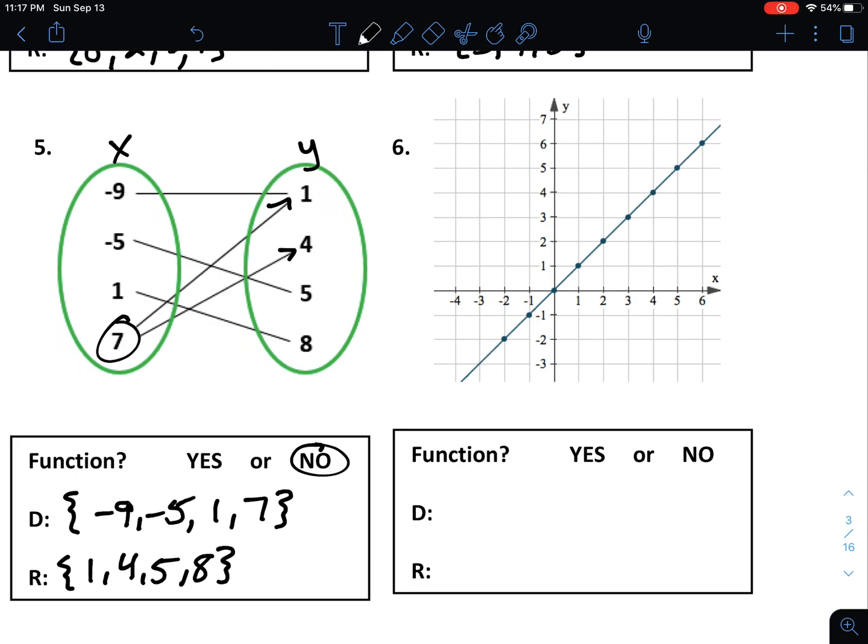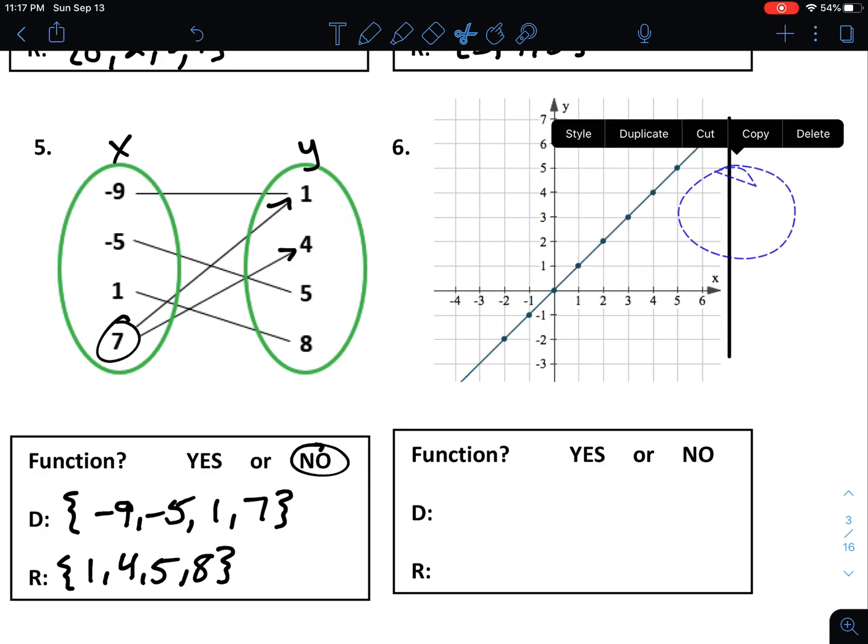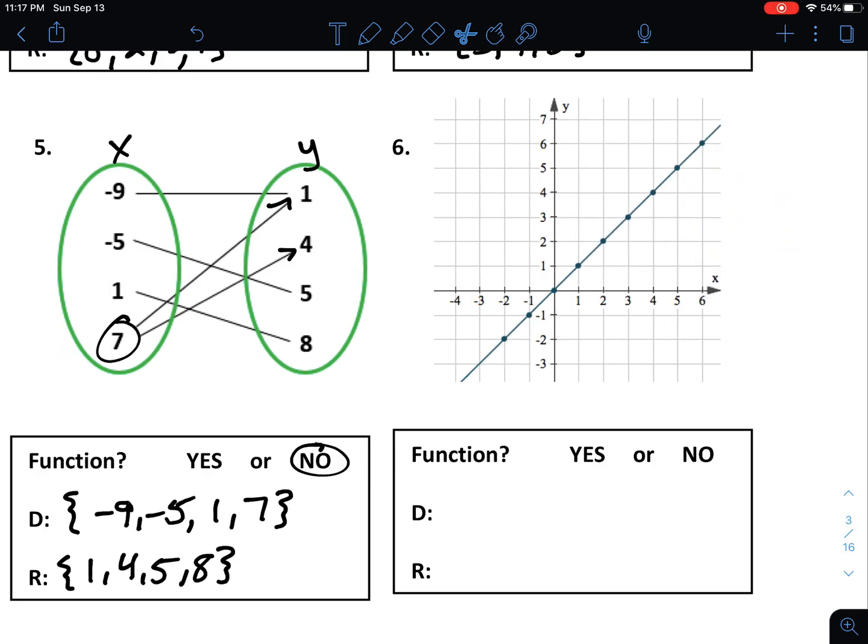All right. For number 6, we have to kind of switch gears here to figure out if this is a function or not. Remember, for a graph, the way you tell is the vertical line test. And no matter where I put my vertical line, it's only going to ever go through it once. So yes, we would say this is a function.